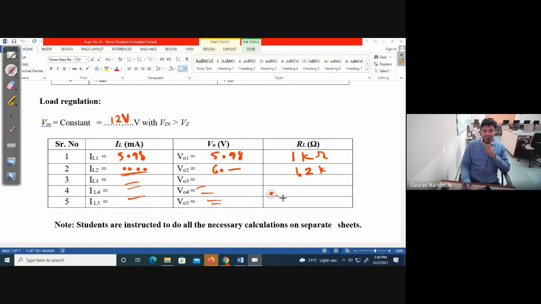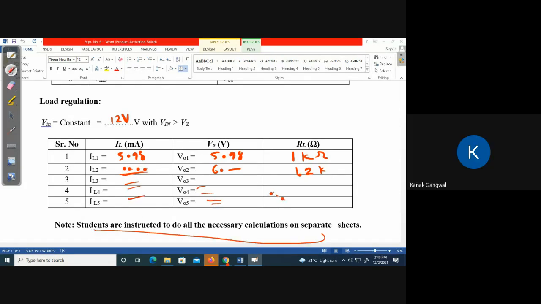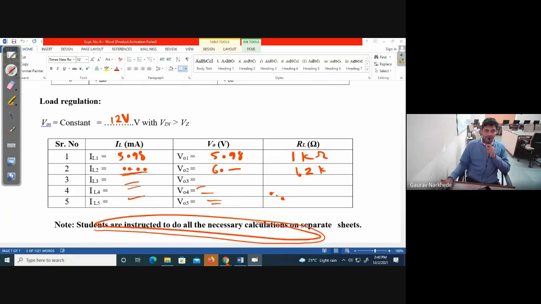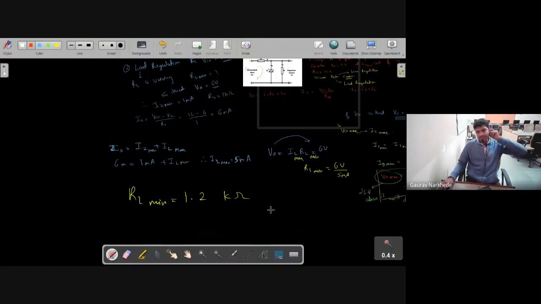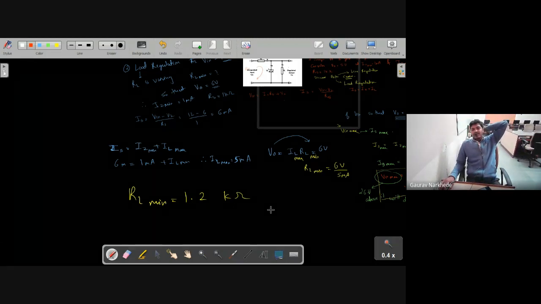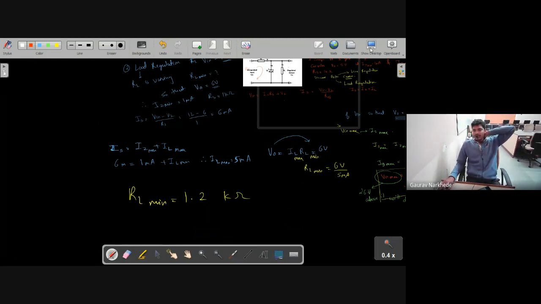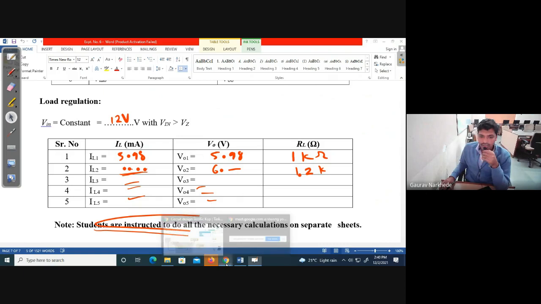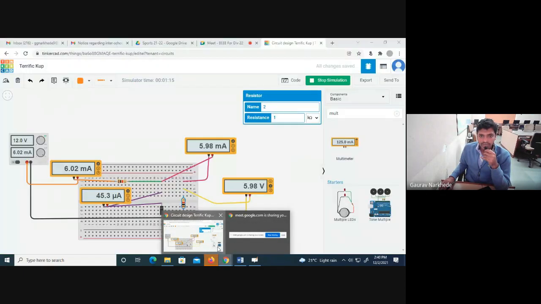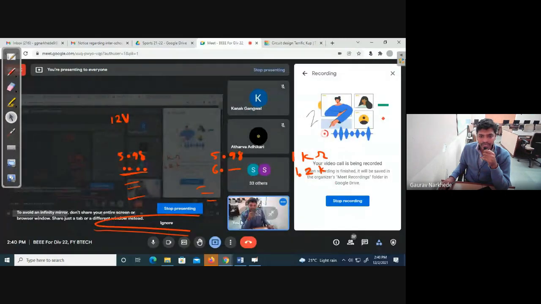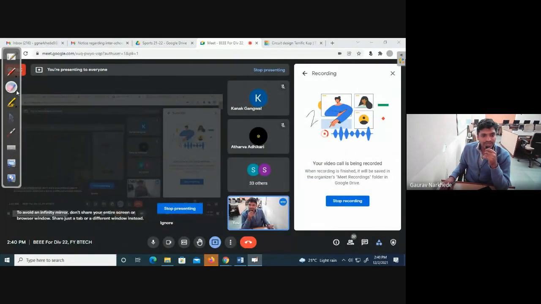Can you take a few readings? And use a separate sheet for calculations. Whatever is written here, I want all the calculations. Any problem in this? If there are any problems, you can ask. Else, I can say that you are able to understand the practical properly, right? If there are any problems, we can discuss it.